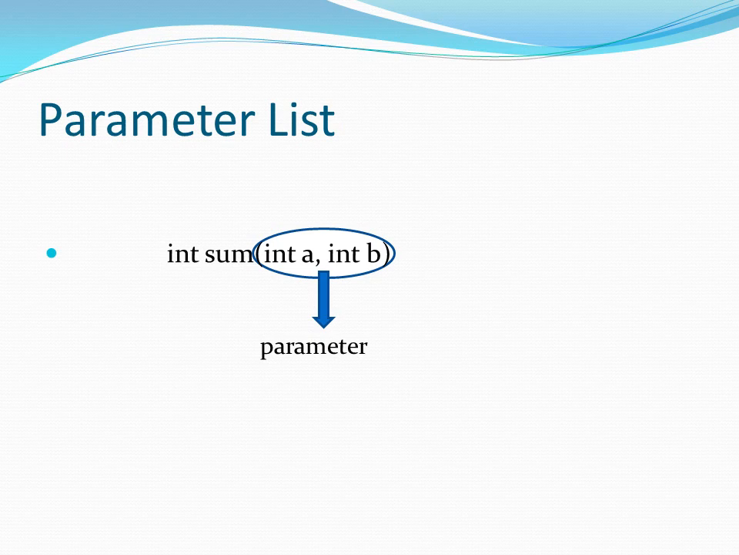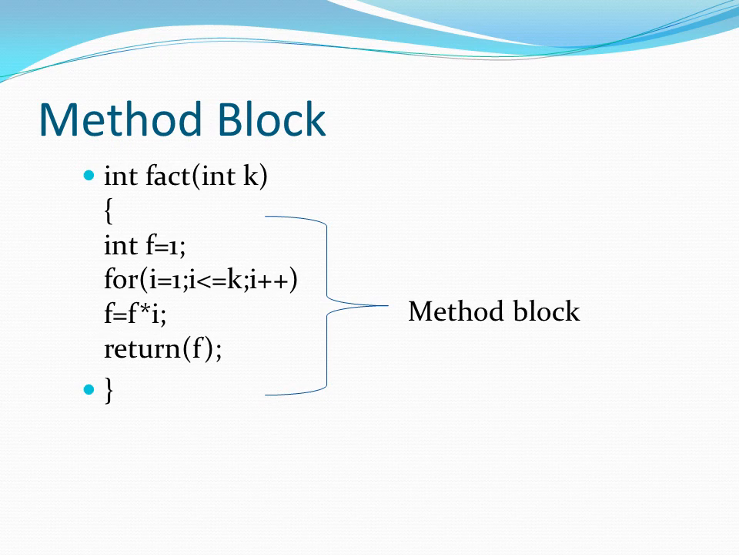The next component is the method block. The function body contains a set of statements for related operations. These statements, which are enclosed within a pair of curly braces, are called the method block or body of the method. This method block contains the return statement also.